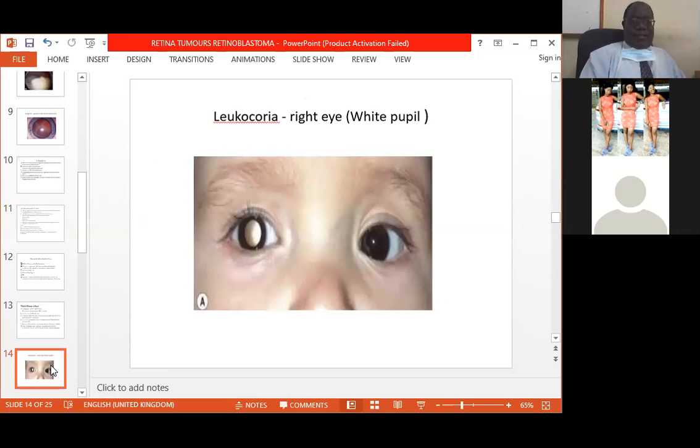This is clinically what we call leukocoria, or white pupil. That white tumor inside the vitreous, growing into the vitreous, looks white. When you dilate, the eye looks like that, and you refer to this as white pupil. This is what is also known as leukocoria, right eye. It's the tumor growing within the vitreous, from the retinal layers into the vitreous. It's in the right eye. Here, there is nothing.